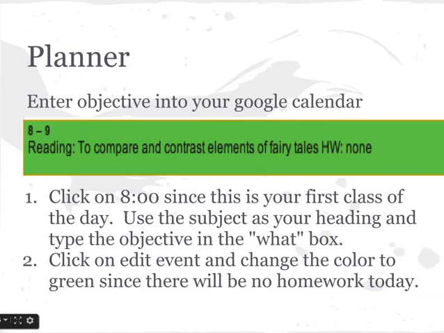So we'll have them put the heading, like we do in our AVID planners, and then the objective, and then whether there's homework or not. And then I will have them go down and change the color to green. We'll say that this is an example of a way that you can color code your planner. If you have homework, it's a certain color. If you don't have homework, it's a certain color, things like that.